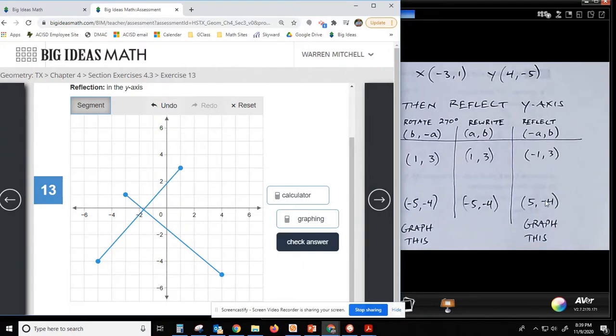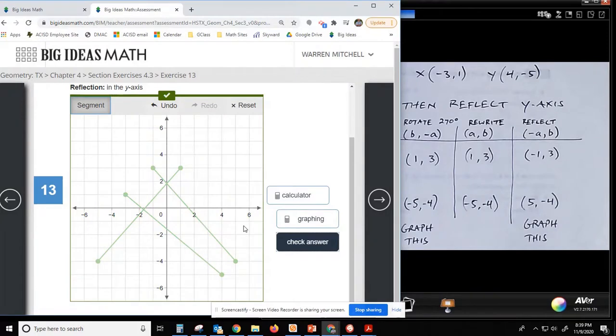(5, -4). And (-1, 3). There it is. I think I'm going to get a green check mark on this. Nice. Take your time on these.